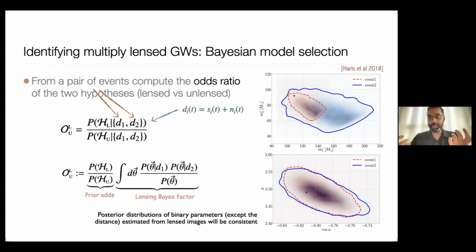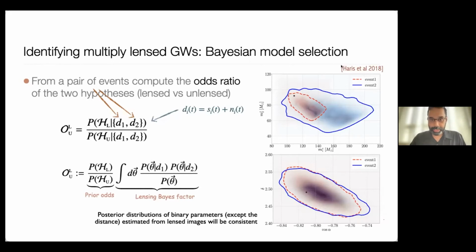So it's intuitively obvious why this has to be true, because, for example, if two signals are lensed, they have to come from the same location in the sky. This means that the posterior distributions of the sky location should overlap highly. Similarly, if these two signals come from the same merger, their signals should look the same. The frequency evolution has to be the same. This means that the redshifted masses that we estimate from the two events should agree very well.